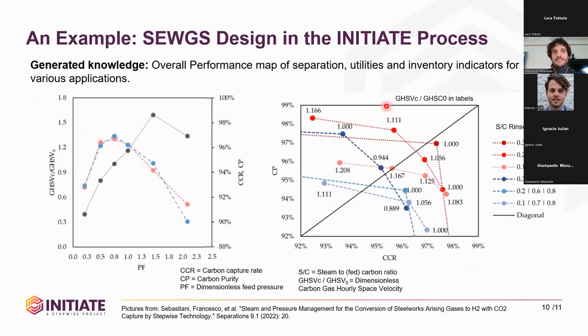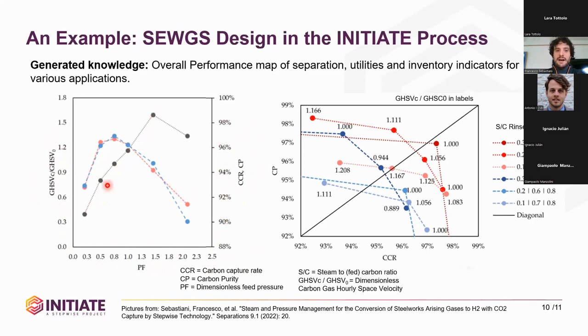And this ultimately can give us the performance of the CUX in different applications. You see in this graph an example of different simulations with various pressure levels of the systems, and how the system is performing in terms of separation criteria, the carbon capture rate and the carbon purity, and how it's performing in terms of inventory. This is the amount of gas that is supplied to the system, and essentially the higher the value, the more compact your system will be.